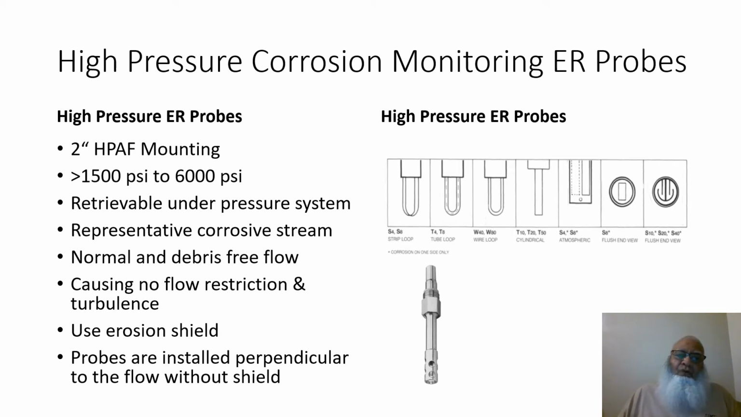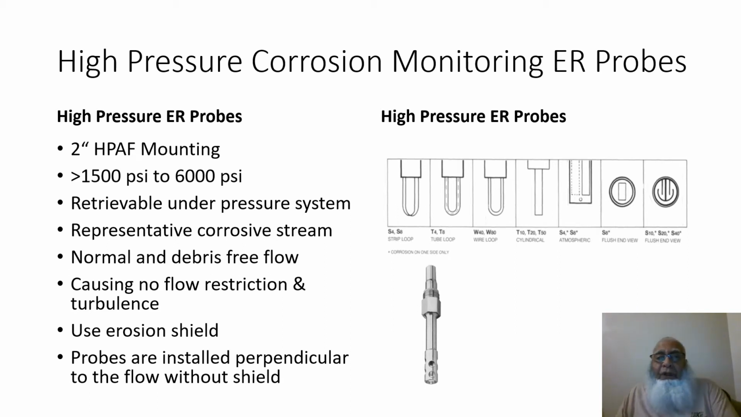It's better to use an erosion shield when these probes are installed because they are very thin probes, and in order to avoid any impact of the fluids or the erosion impact on the surface of the probes, these probes are normally protected by an erosion shield. The probes are installed perpendicular to the flow without shield. But it's better to have a shield in there, then you can install the probe as you wish.